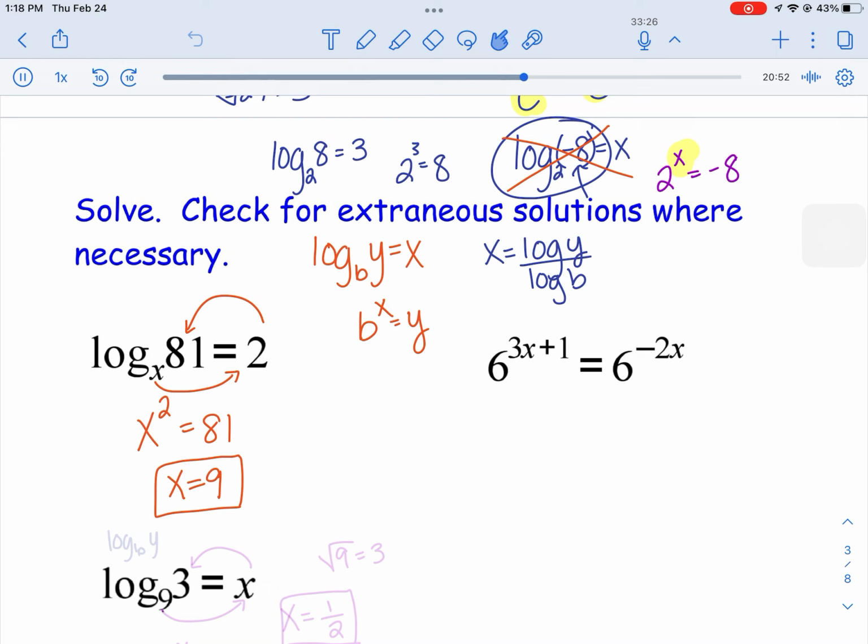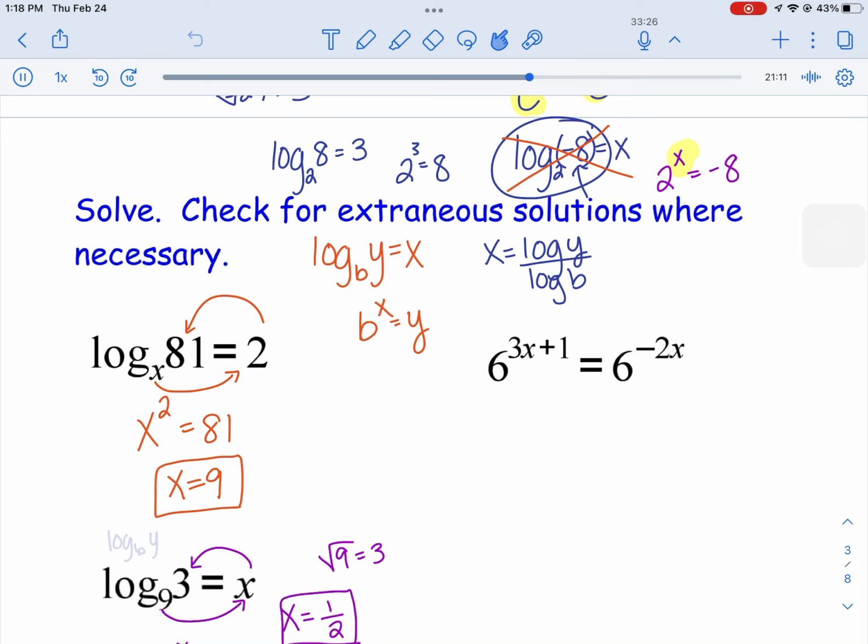This one would be 9 to the x power equals 3. And can you figure that out? Close, 1/2. Because the square root of 9 equals 3. So it'd be x equals 1/2.